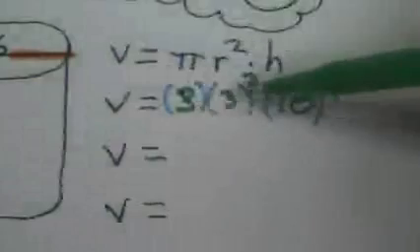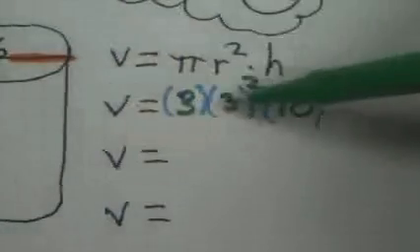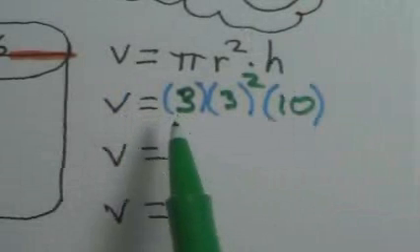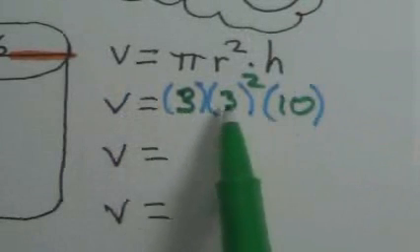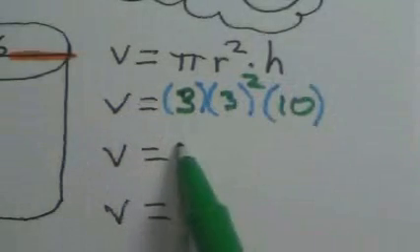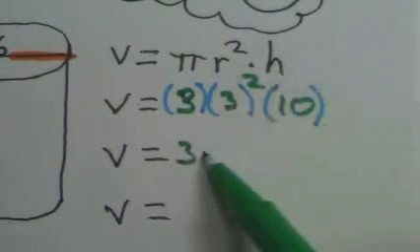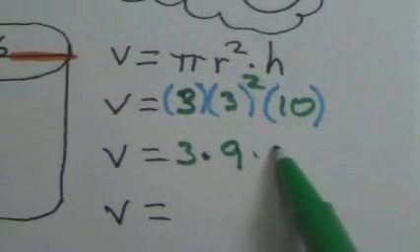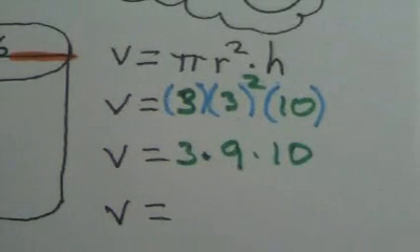So now we need to multiply. Now see, what are we going to do first? Do we do 3 times 3 or do we do 3 squared? See, some students will multiply first. But that's not what we're supposed to do. We're supposed to do exponents first. So basically what we have here is 3 times 3 squared. 3 squared is 9 times 10.